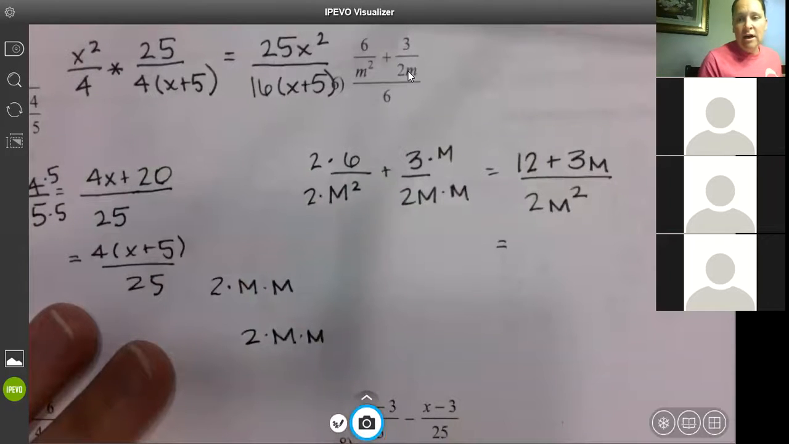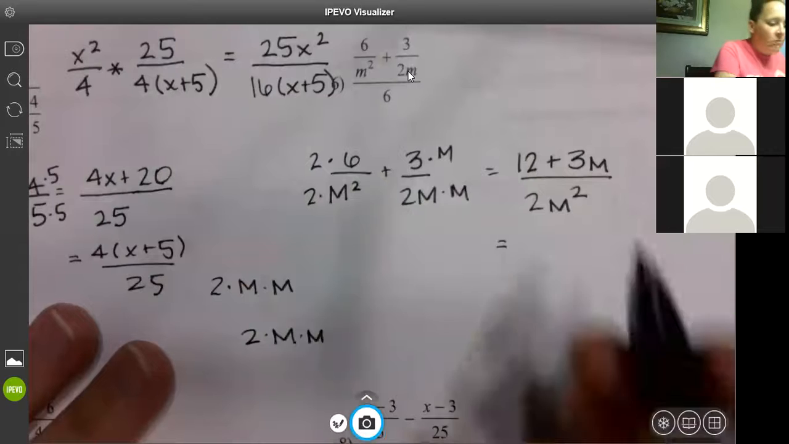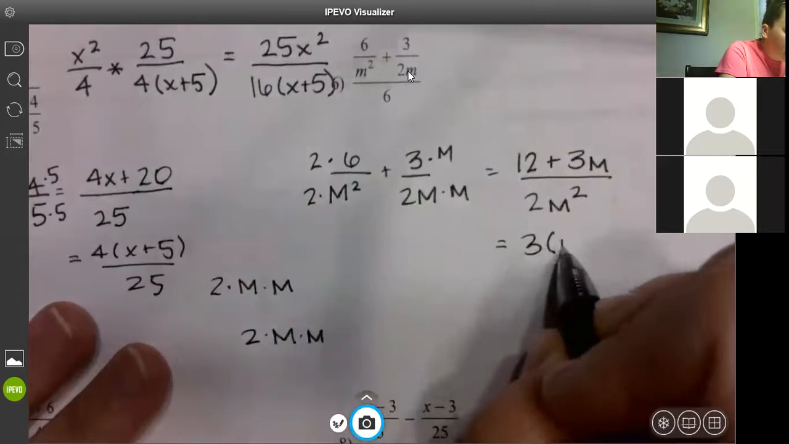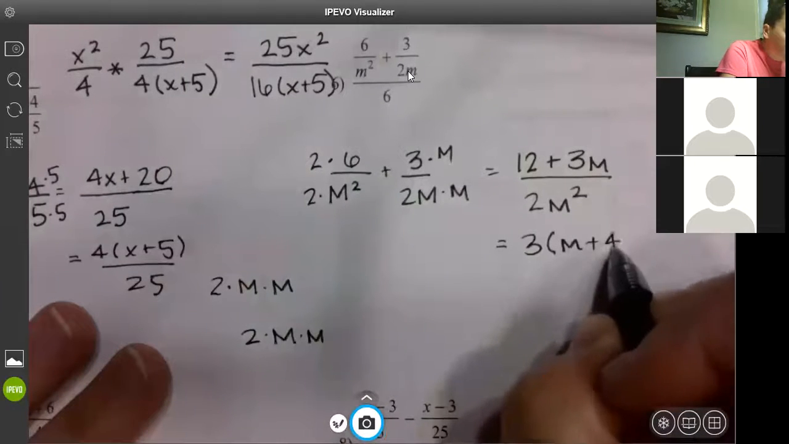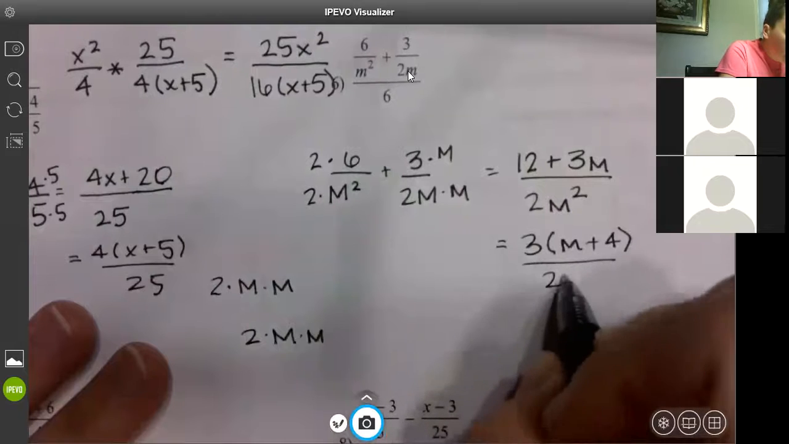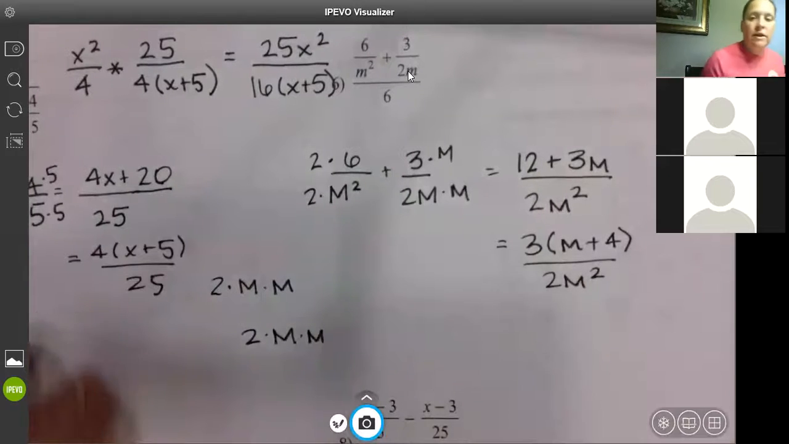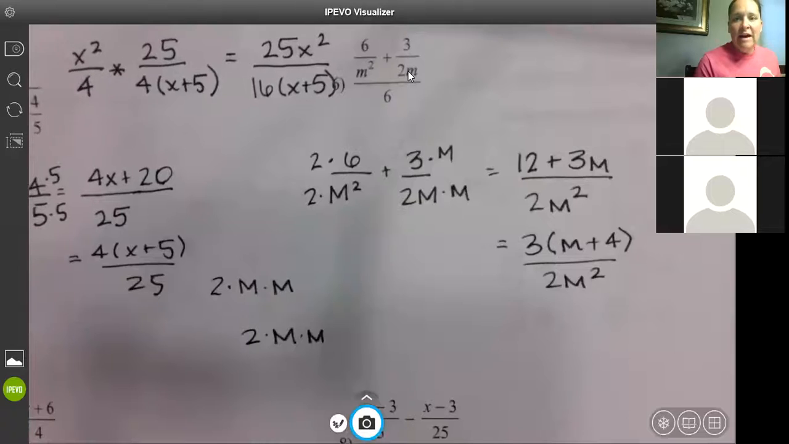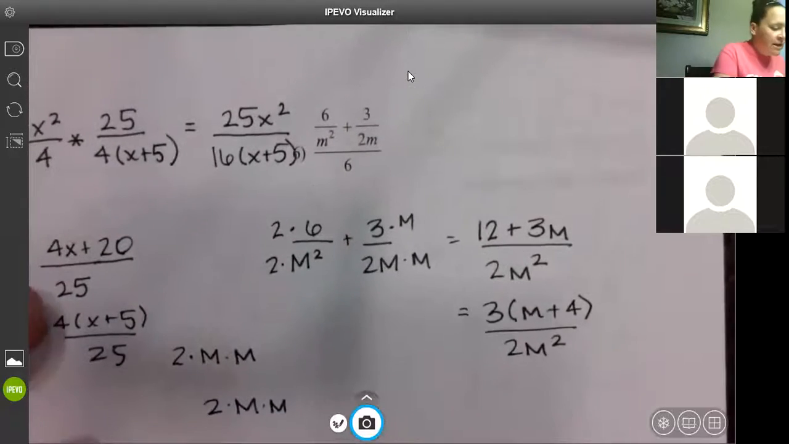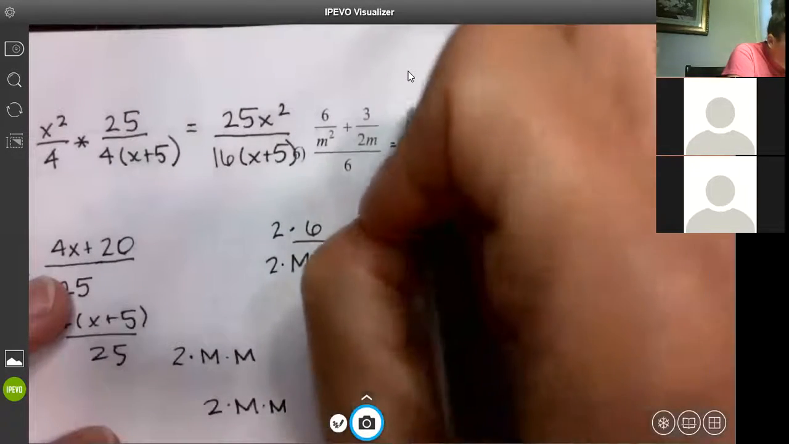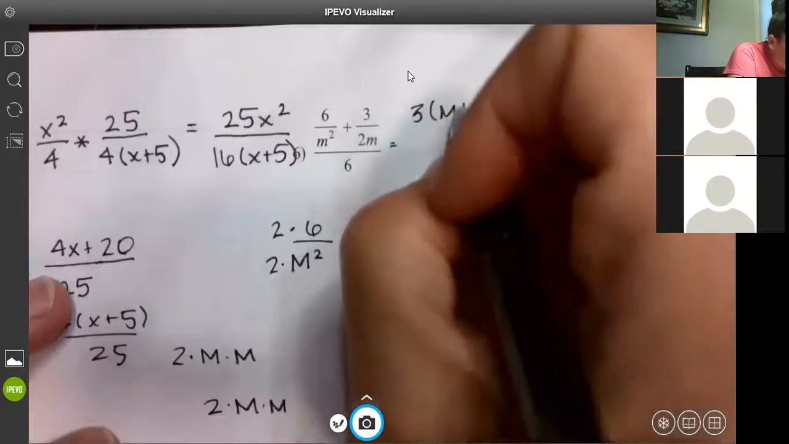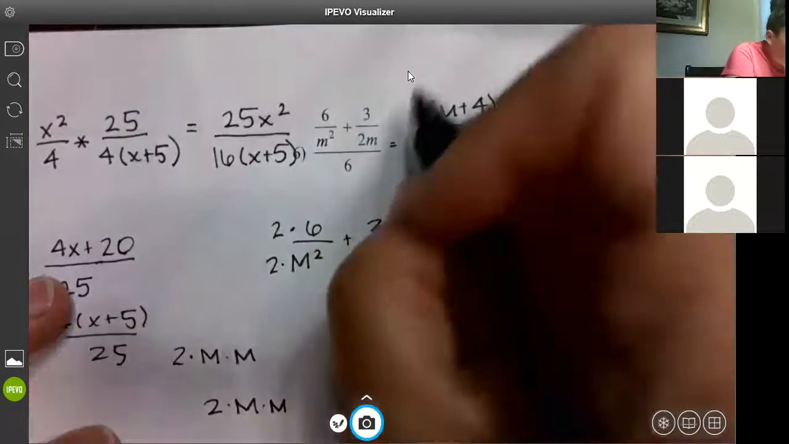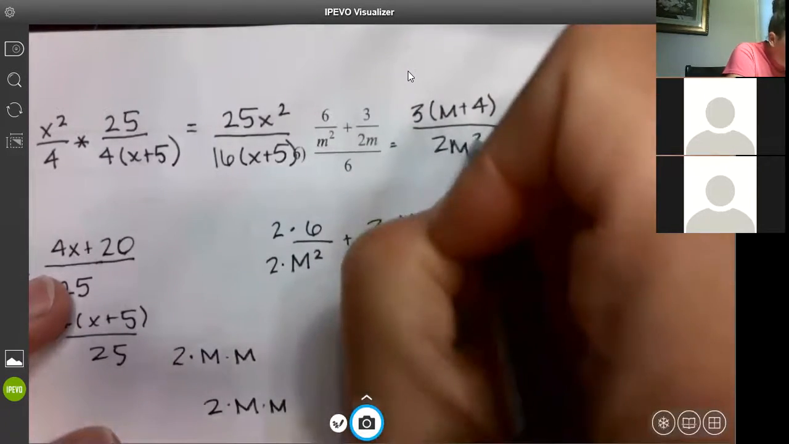Can I do anything to the top? Divide by 3. Divide by 3. And I'm going to go ahead and flip it around just so it's how you guys are used to seeing it. But if you don't want to, you don't have to. Okay, so I just flipped it around, m plus 4. I'm going to take that and put it on top because that's as clean as it's going to get. 3 m plus 4 over 2m squared.